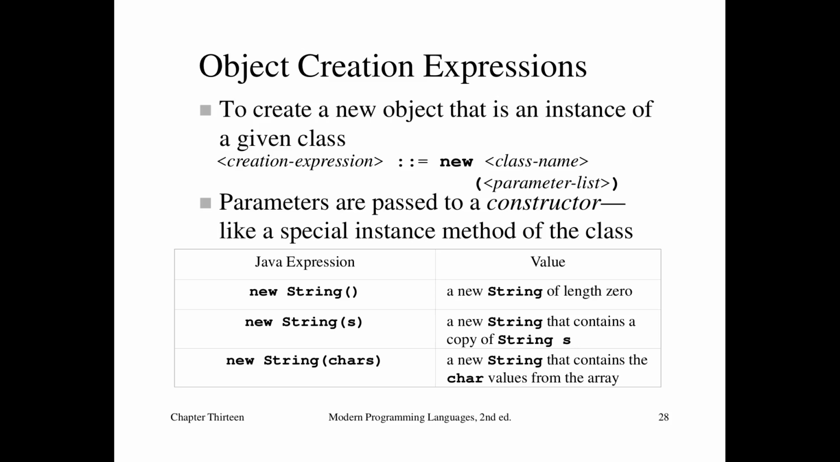If we create a new string with the empty parentheses, this creates an empty string, right? So it's a string of length 0. If we create a new string with a string inside of there, it creates a copy of the initial string. And if we have characters, a character array, it returns a string that contains the values from the array. Pretty simple understanding that. But we're using the new keyword each time, right? With strings, we don't have to do that. If we're just creating the empty string, it'd just be a pair of double quotes with nothing inside. The second one, we're not going to get into that. That's a different thing.